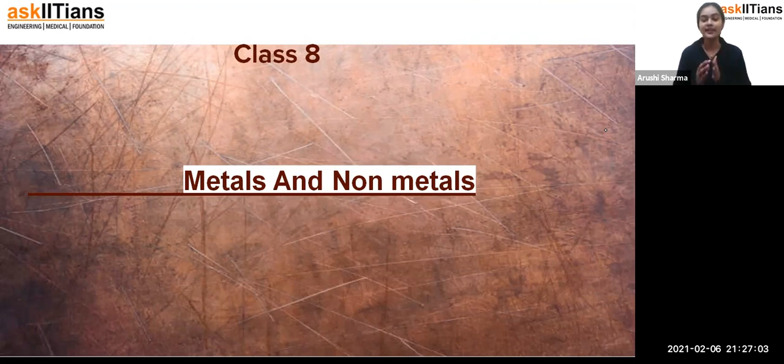Generally when I ask students what a metal is, they answer that ma'am, metal is something which has a shiny structure or which is malleable or ductile. But today we'll see what exactly a metal is and what a non-metal is. We are going to see all of these things in this chapter, so now we are going to start.